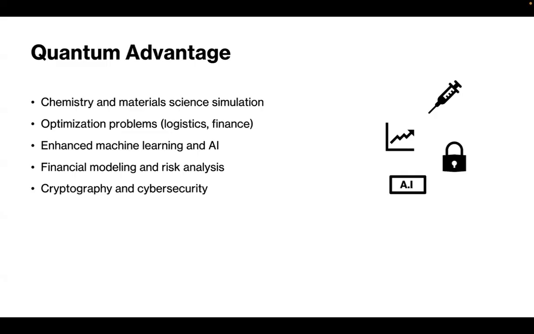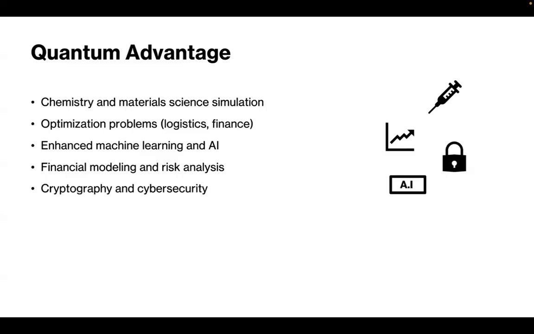Let's now look at quantum advantage, which occurs when quantum computers demonstrate their ability to solve specific problems faster than the best classical computers. While full quantum advantage has been achieved only in limited specialized scenarios so far, its potential applications span numerous fields that could transform various industries. Like in chemistry and material science, quantum computers can simulate molecular interactions far more accurately than classical computers, potentially resulting in advancements in medicines and material research.